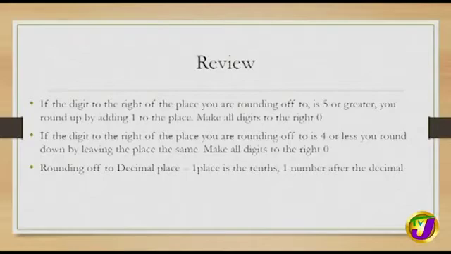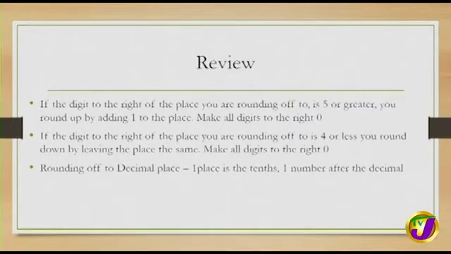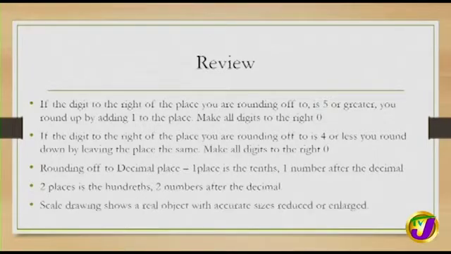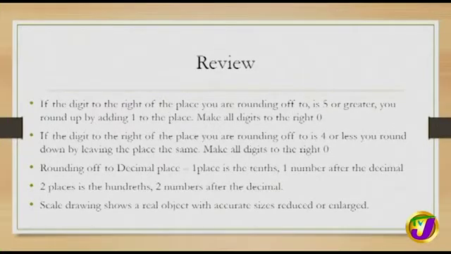Now rounding off to a decimal place. It is important that we understand when we say we're rounding off to 1 decimal place, 2 decimal places. So 1 decimal place, that's the tenths place, the number right after the decimal. 2 decimal places is the hundredths place, which is 2 numbers after the decimal. All right. Scale drawing, we'll also be looking at scale drawing today, which shows a real object with an accurate size, either reduced or enlarged.